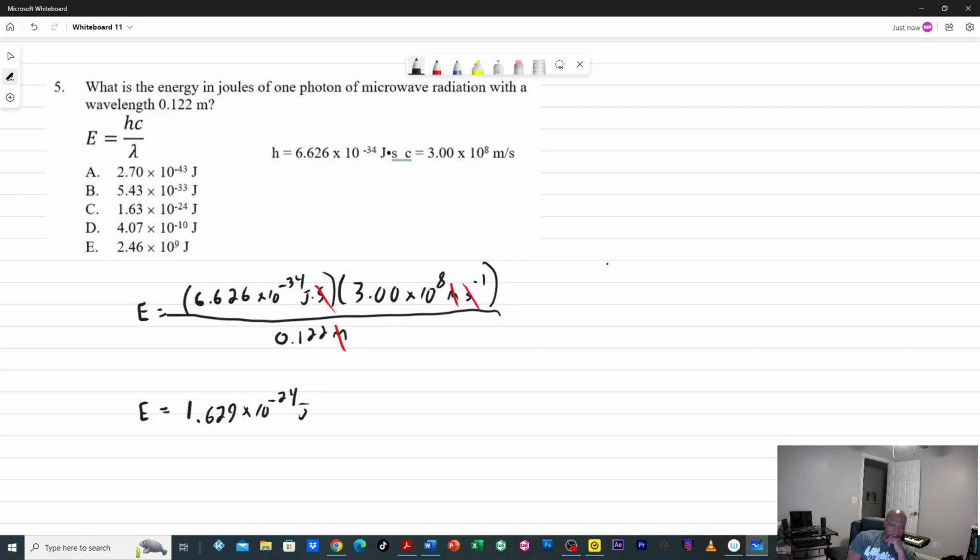And let's see what that corresponds to. It's good to 3 significant digits, so it would be 1.63 times 10 to the negative 24 joules. And that would be C again. So the answer for that one is also C.